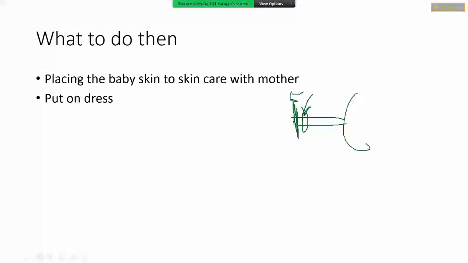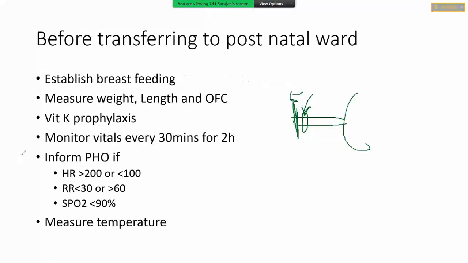Okay. So these are the other important things we have to know. Before transferring the delivered child to the postnatal ward, we have to make sure the first breastfeeding has been done, because the second breastfeeding is usually done at 4 hours, I think. So the first breastfeed should have been done before transferring the patient to the postnatal ward. After the breastfeeding, we have to measure the weight, length and OFC, and it should be properly documented.